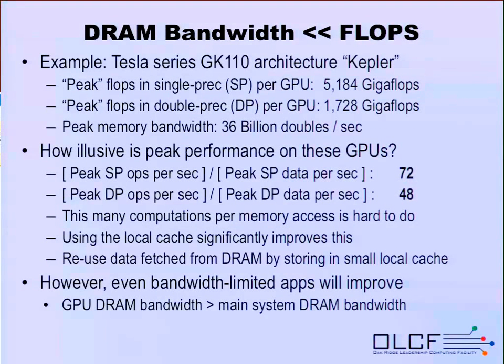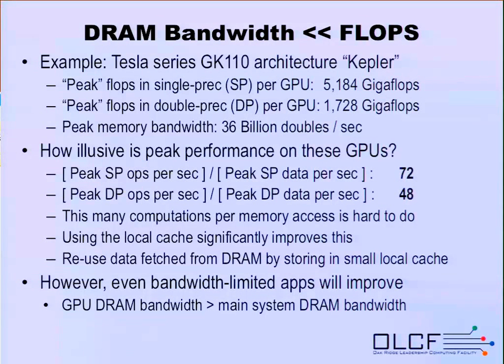So the DRAM bandwidth is significantly lower than flops. Peak flops on a single precision Kepler GPU at the time was about 5 gigaflops. In double precision, it's almost 2. The peak memory bandwidth was only 36 billion doubles per second. So I'm going to go in double precision here, because that's what I'm used to working in.